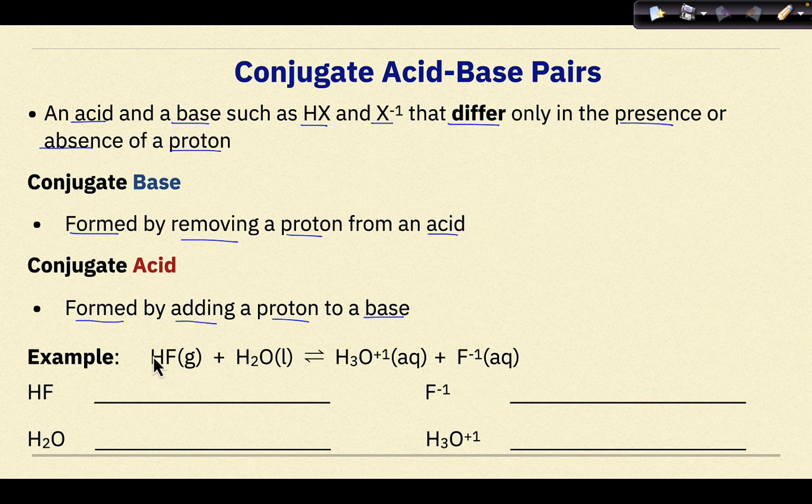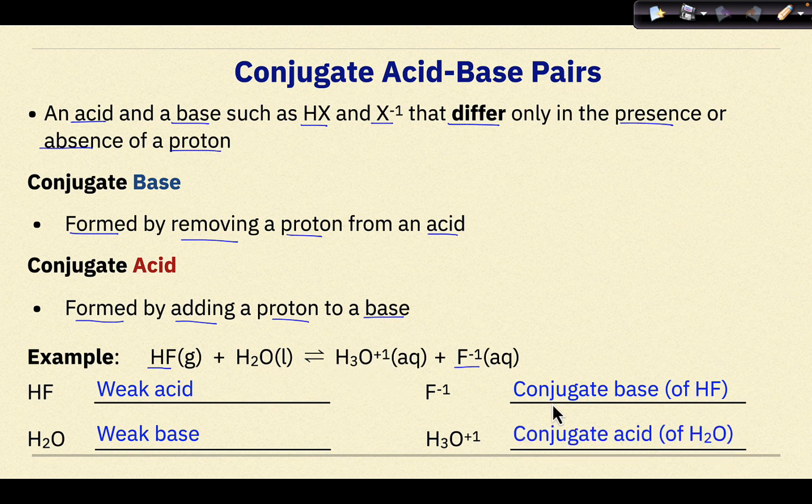Here's an example. So we have HF plus H2O yields the hydronium ion, H3O+, and the fluoride ion. In this scenario, HF is a weak acid because it's going to donate this hydrogen ion to the water. Water is classified as a weak base because it accepts that hydrogen ion from the hydrogen fluoride. F- is the conjugate base of the HF because HF and F- only differ by a hydrogen ion. The hydronium ion is classified as a conjugate acid of the water because, again, they only differ by one hydrogen ion.